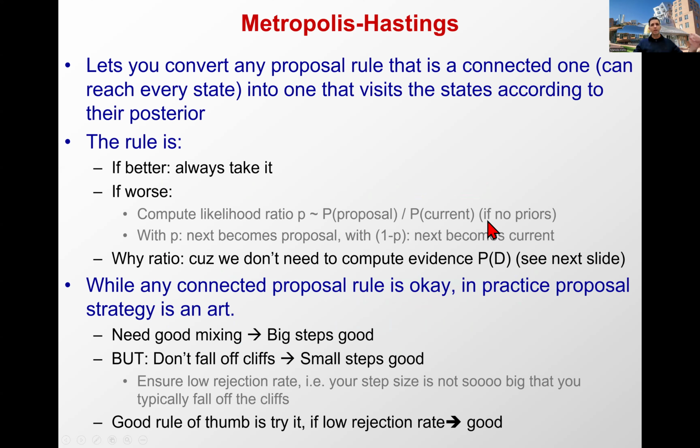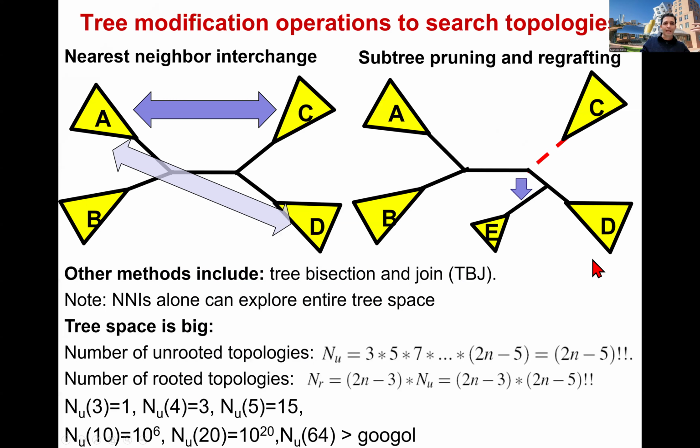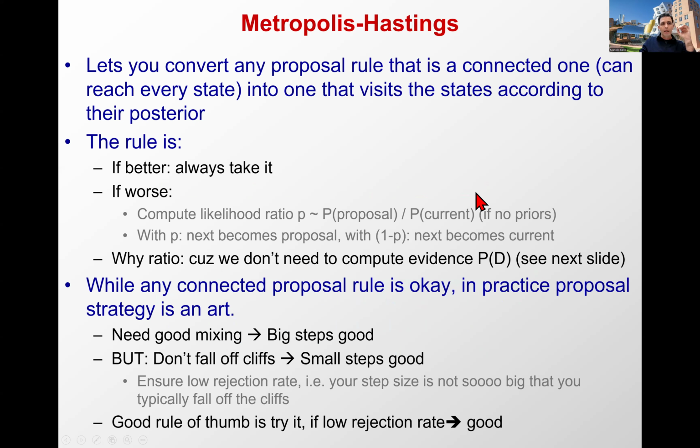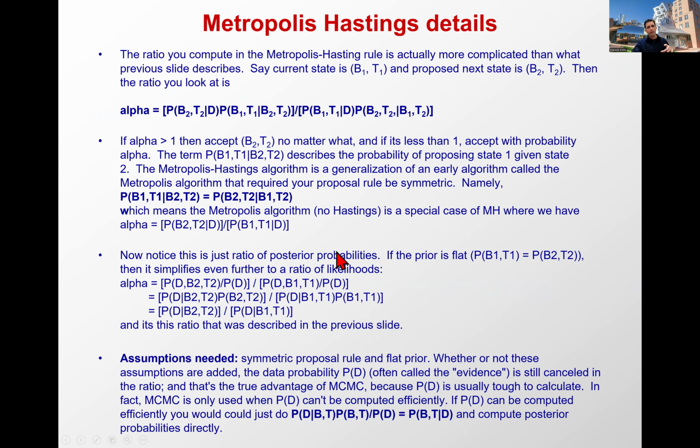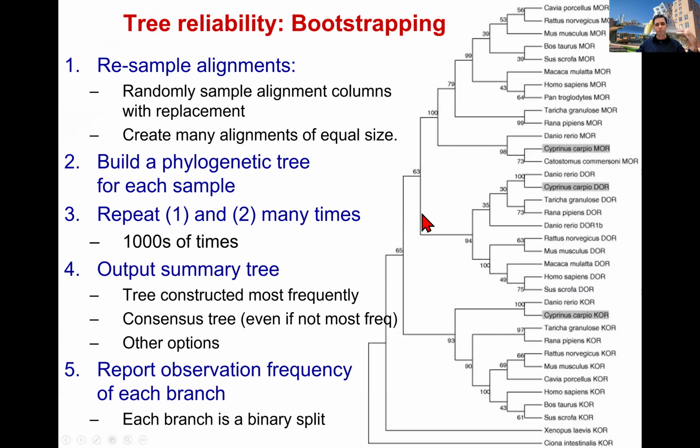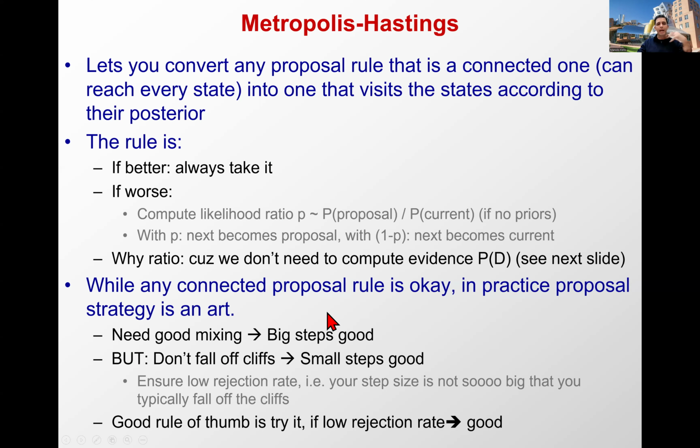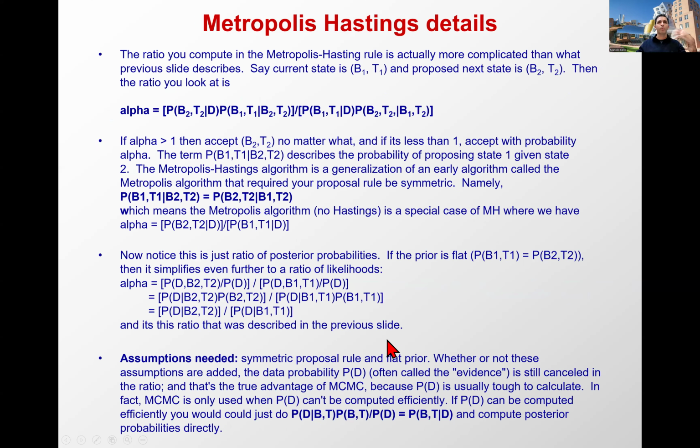It basically says I can take any proposal rule as long as it's connected, that as long as I can explore every topology from nearest neighbor interchange and subtree pruning and regrafting, I can take that proposal rule, and when it's worse, I could decide to take it or not take it. When it's better, I can decide to take it or not take it. And based on exactly the way that I make these decisions based on the probabilities, I can estimate that posterior probability distribution, effectively sampling from the universe of tree spaces in a probabilistic way.